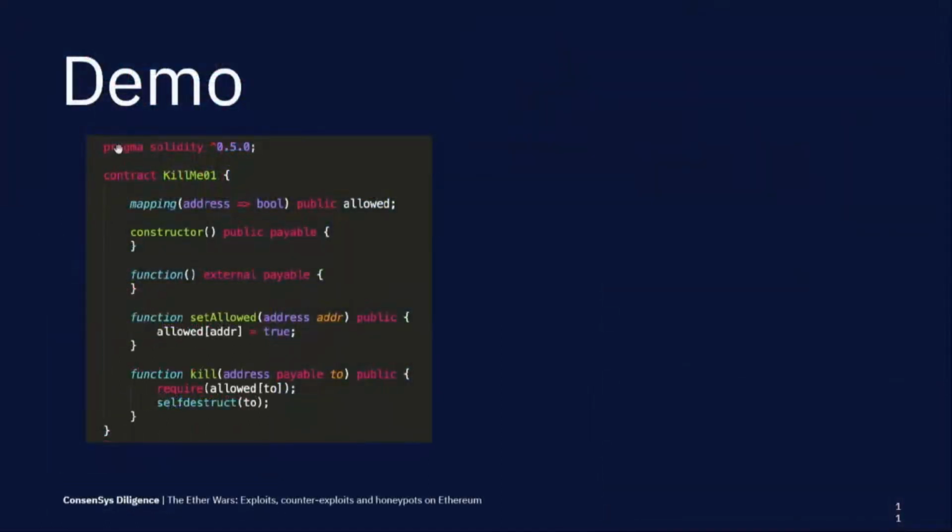So this is a killable smart contract, and it has a kill function that calls self-destruct, and there's one prerequisite that we have to fulfill. So you need to be in the map of allowed addresses that are allowed to kill the contract, right? So you have to call a sequence of transactions. The first one is set allow to set this mapping to true, and then you need to call kill. And so this might look like a very simple demo, but that's actually something that happened in practice.